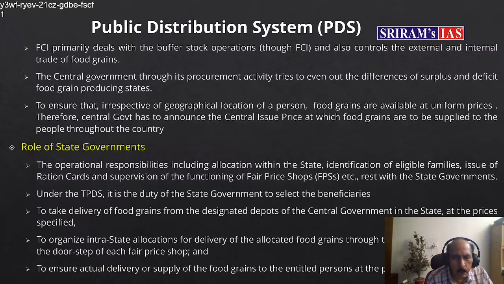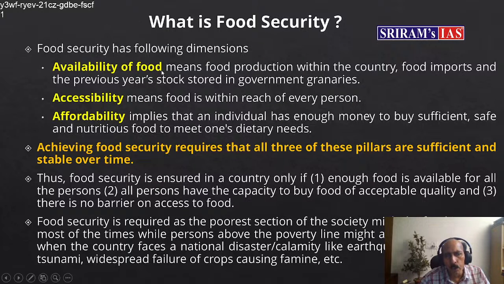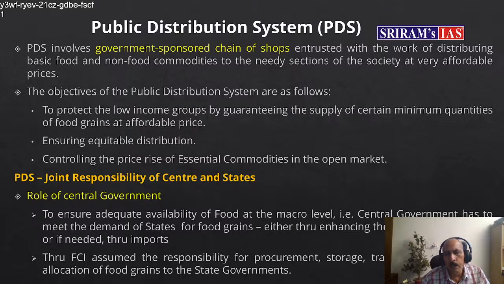Therefore, the central government has to play two important roles. One is obviously relating to ensuring availability of the food grains, and second is ensuring that the food grains are available at affordable price. As I said in the previous slide, the availability of food and affordability of food has to be ensured by the central government, and the state government's role is to ensure that the food grains which are made available to them are accessible to the people within their reach.